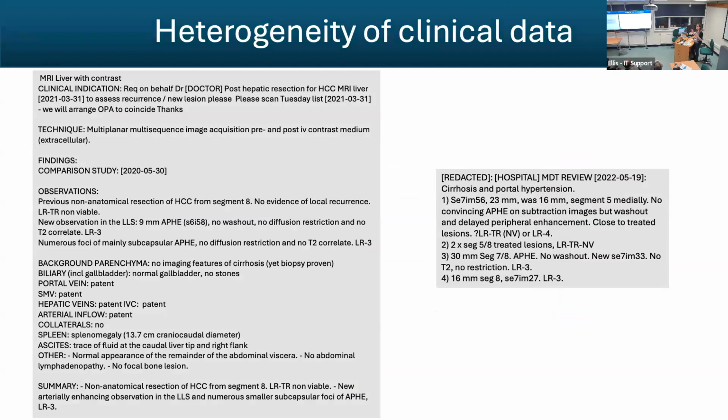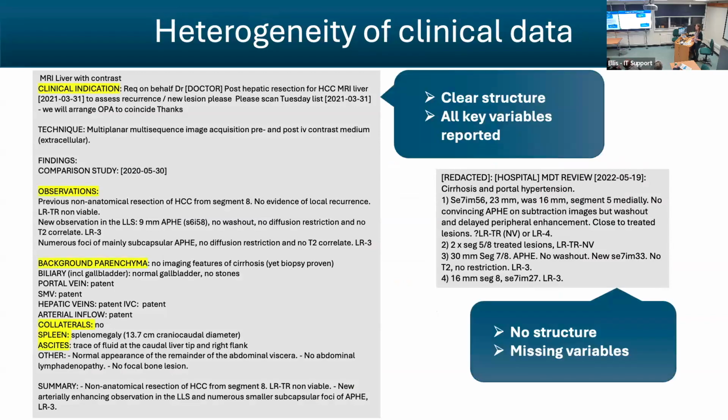Well, I'm just showing you two examples of reports. They are MRI liver reports, and I'm not expecting you to read this at all, but you can see the one on the left is much longer. It's nicely structured. All of the variables are reported. So first of all, you can see it's a lot of work to actually put that into a nice Excel spreadsheet so we can analyze it quantitatively.